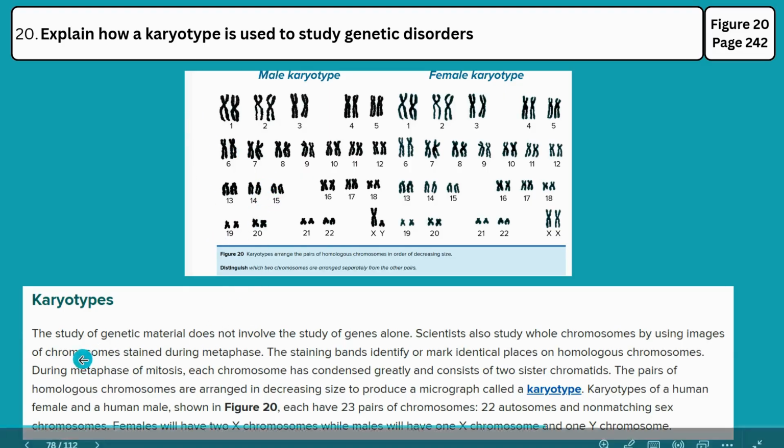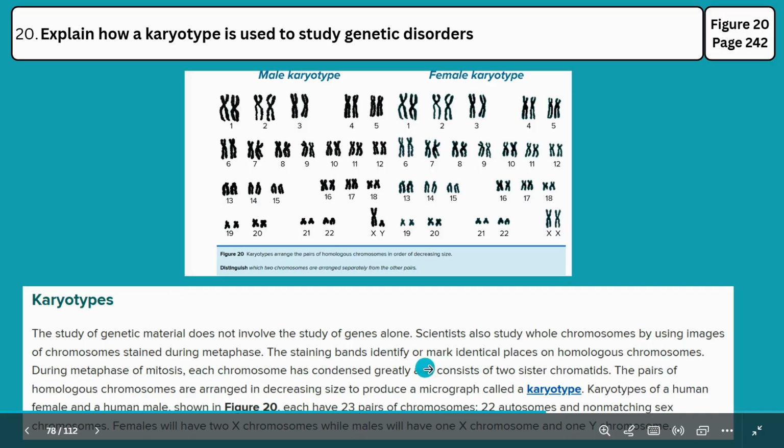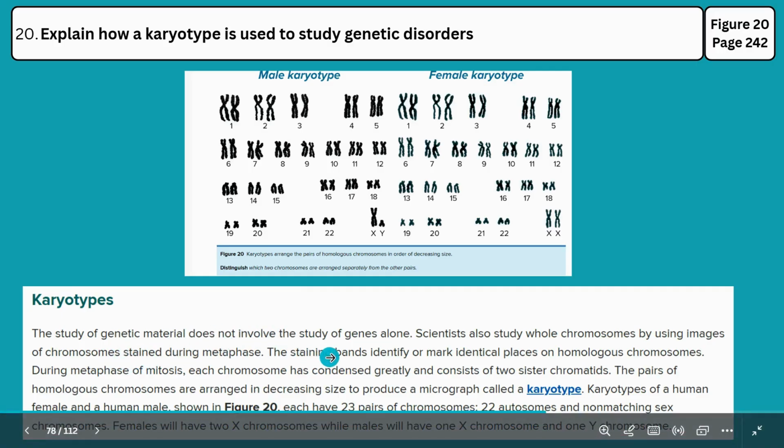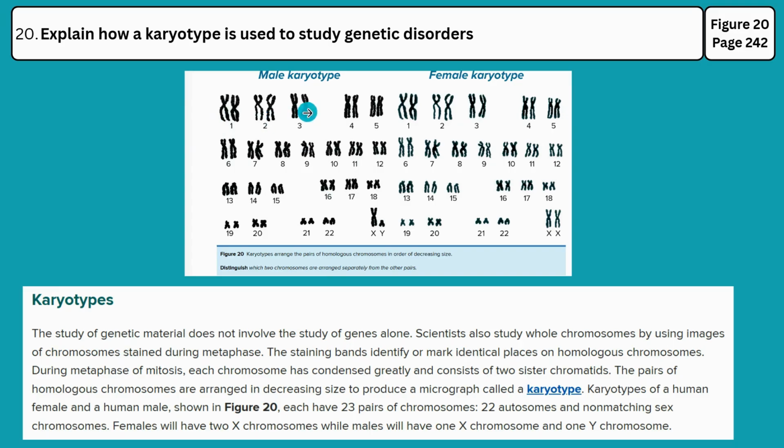And when do they do it? During metaphase. The staining bands identify or mark identical places on homologous chromosomes. During metaphase of mitosis, each chromosome has condensed greatly and consists of two sister chromatids. So you can see every chromosome has two sister chromatids. The pairs of homologous chromosomes are arranged by decreasing size. You can see the big ones here and the small. This micrograph is called a karyotype. Karyotypes of a human, female and male, are shown here.